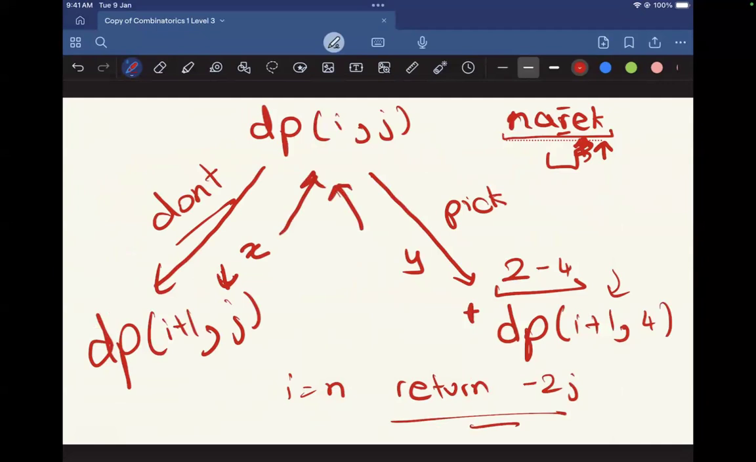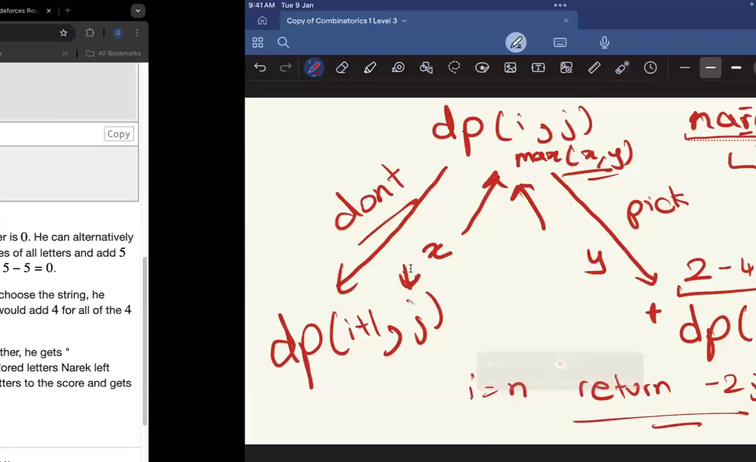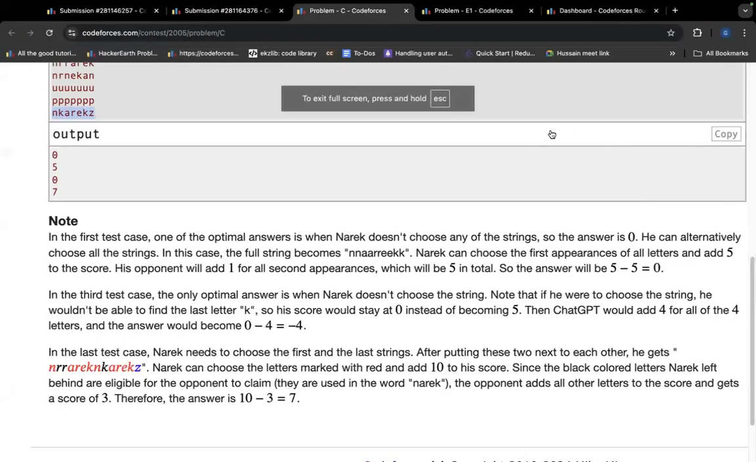Max x, y. Exactly. Amazing. Nice to see you all able to come up with the solution. So that is more or less it. And if I show you the code, that is exactly what I have implemented.